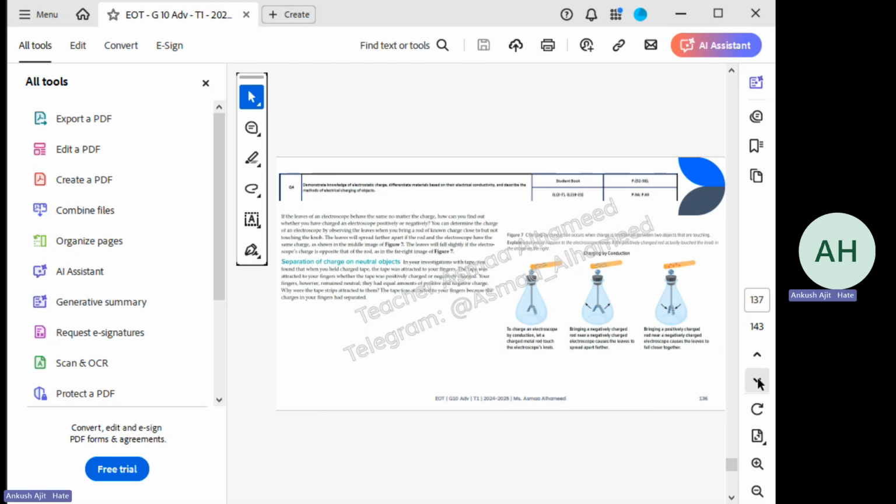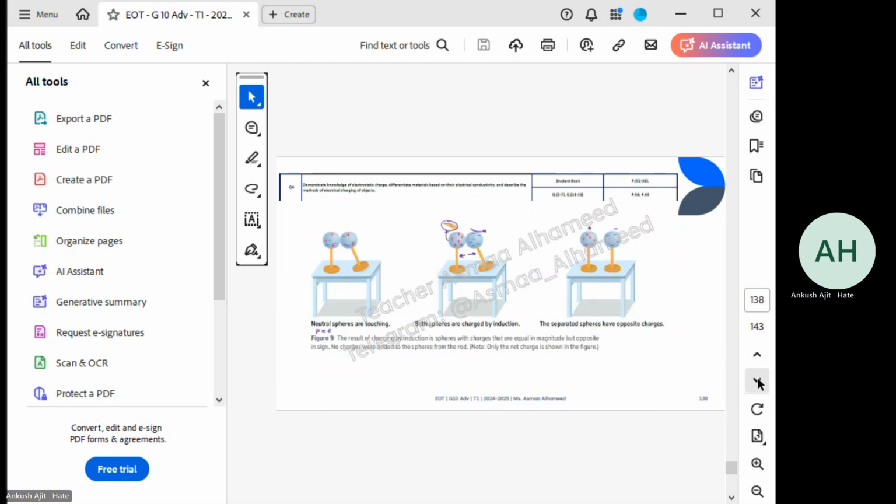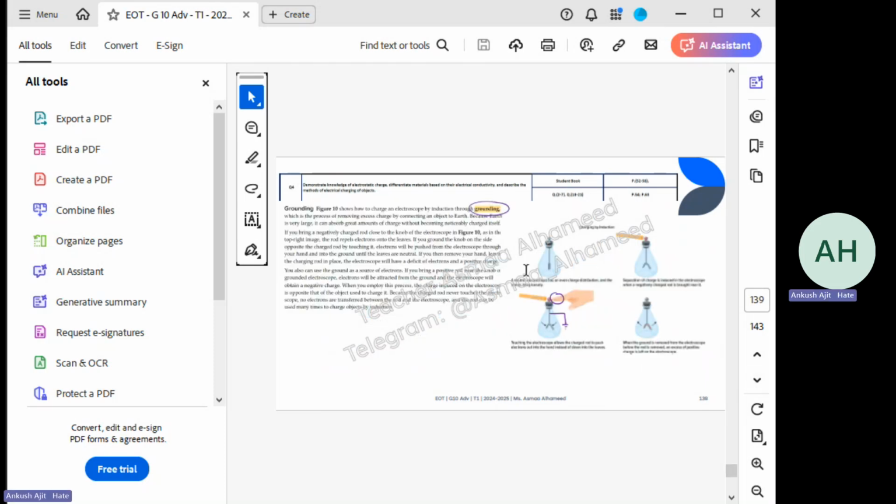These are very clear over here. This type of question will be asked. Grounding. Grounding is very important. So the excess electrons, you have to remove them. So you require grounding for it. You can touch it with your fingers because your body is a good conductor of electrons. So it will take it. So grounding is important to remove the excess electrons.